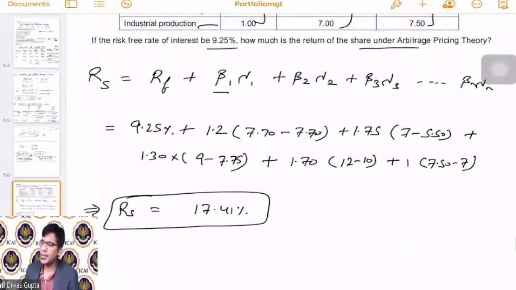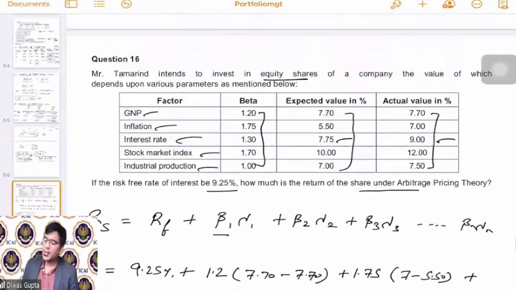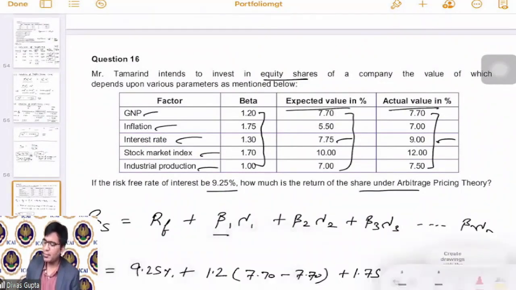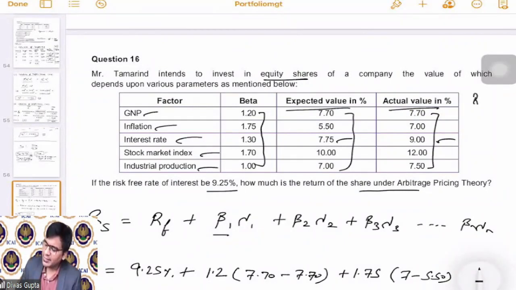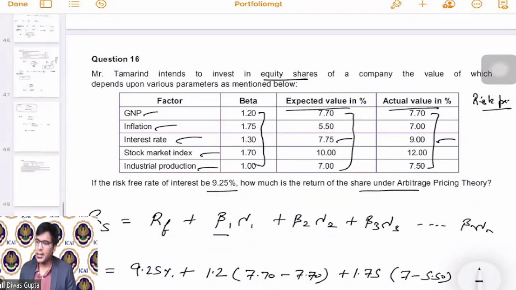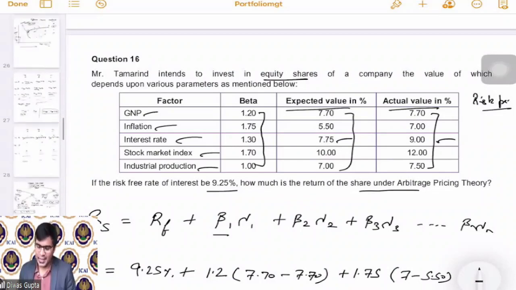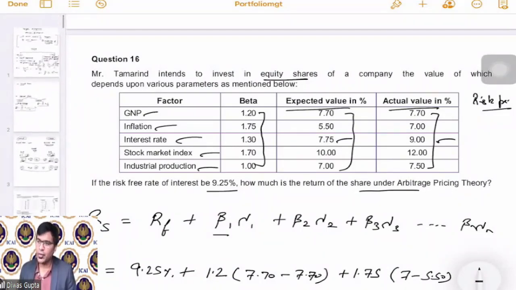Okay, students, so this is what the arbitrage pricing theory is. Now, students, in this question, the information given to us is in the form of expected value and actual value in percentage. Now, there can be instances where we are directly given the risk premium, correct? So we will directly use that risk premium and do the calculation. Now let me go back to question number 4 because Sairam is saying that it is for question number 4.